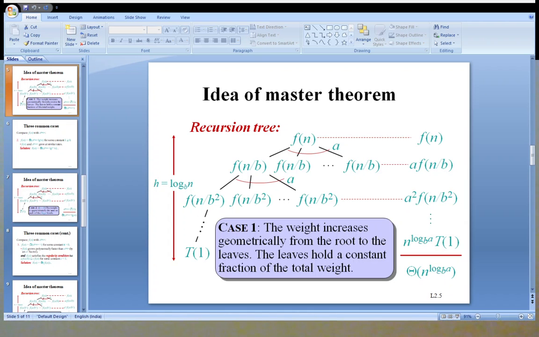This means the cost is determined by the leaves because they are the dominating terms, and the weight of this tree increases as we keep on dividing the tree. So in this case, the cost would be determined by the weight at the leaf nodes, that is n raised to the power log a base b. So this is the situation in case 1. The complexity would be n raised to the power log a base b, because in this case most of the weight is at the leaf side.